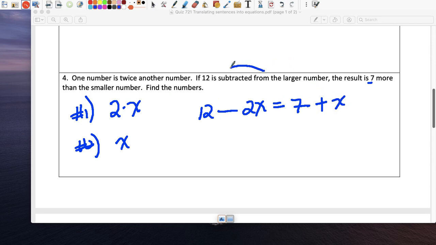Now, there's one thing here, subtracted from, right? So that's a turnaround word. So 12 and 2x are going to switch positions. So it's actually going to be 2x minus 12, and then 7 plus x. That's it. That's your equation.